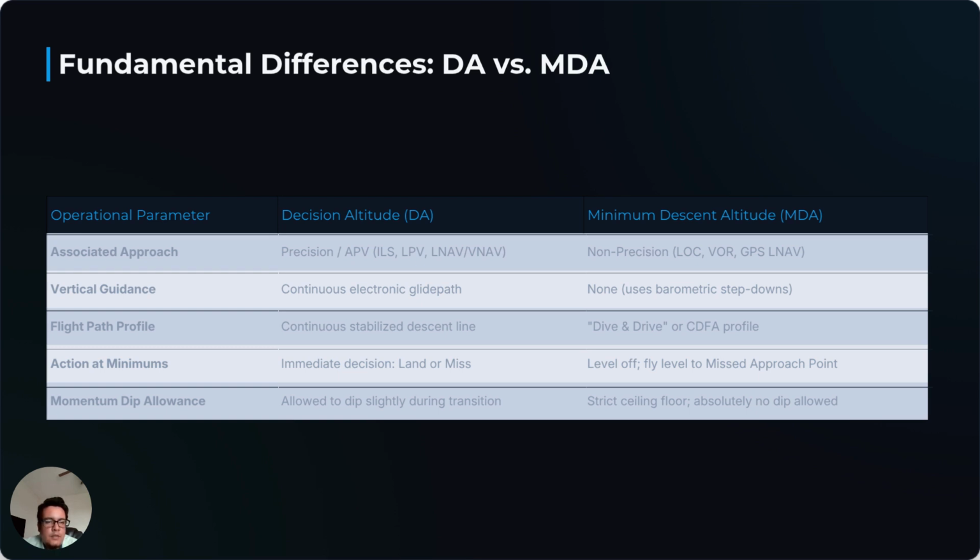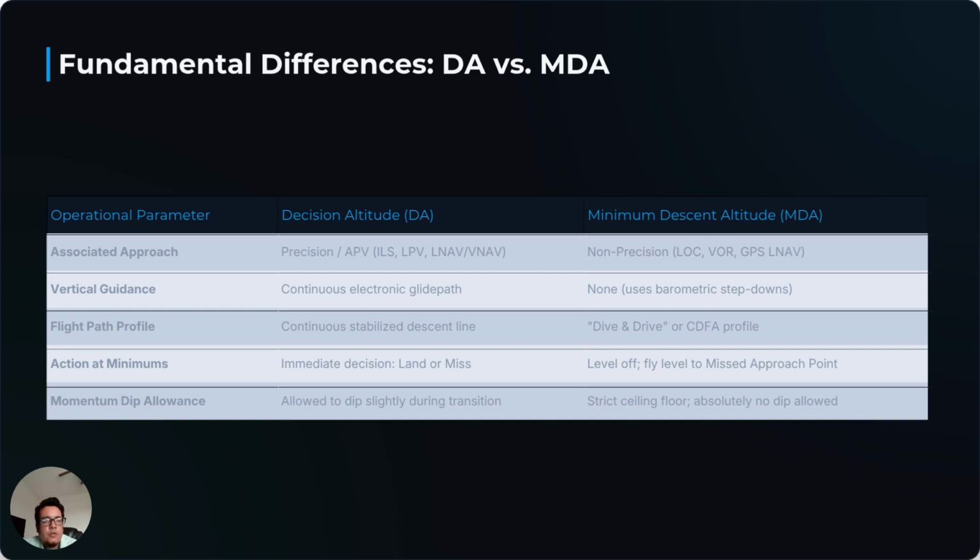Pretty much the big differences between DA and MDA. The DA is for precision approaches, which is the ILS. LPV and LNAV/VNAV could be considered precision approaches, but the FAA has not recognized it. For checkride purposes only, we're going to assume that LPV and LNAV/VNAV qualify as precision approaches as well. On the other hand, we have non-precision approaches, which use minimum descent altitude. We have localizer, VOR, GPS LNAV, for example.